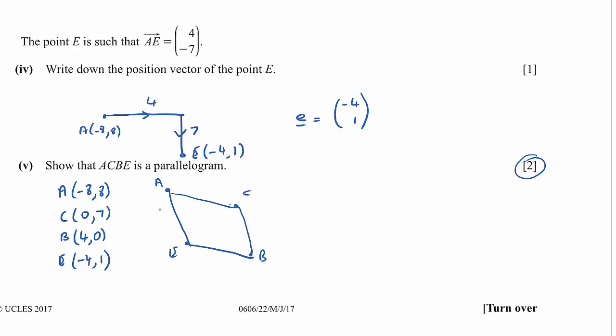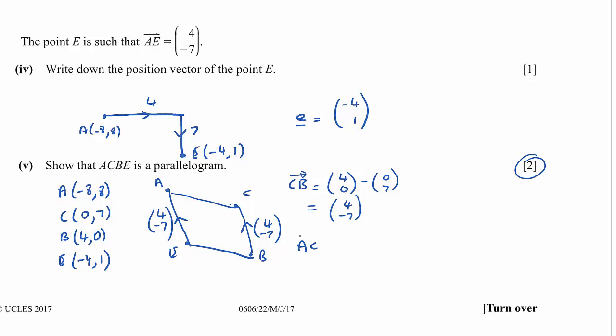And we know that this AE is (4, -7). Now what about CB? So CB is going to be B take away C, so that's equal to (4, -7). So this is (4, -7). So we've certainly got these sides being the same length and parallel. So we know that these are parallel.